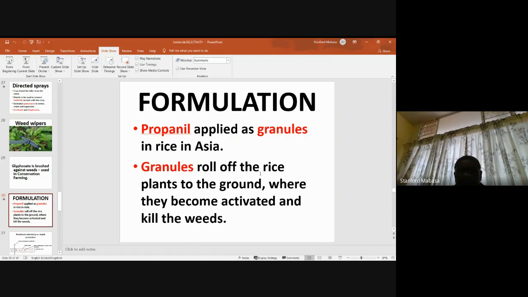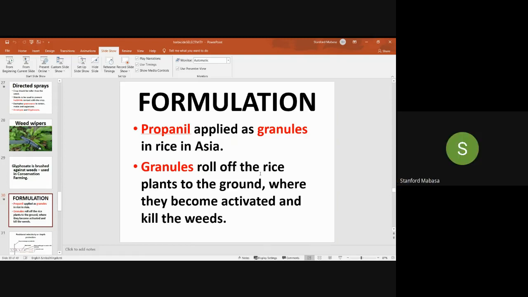So we have propanil, which is applied as a granule in rice in Asia. Now, the property of granules is that if you apply them to a plant, they can roll off.